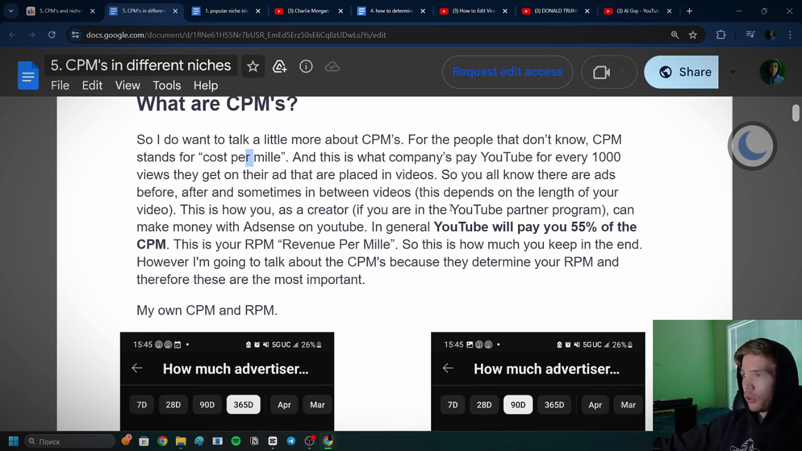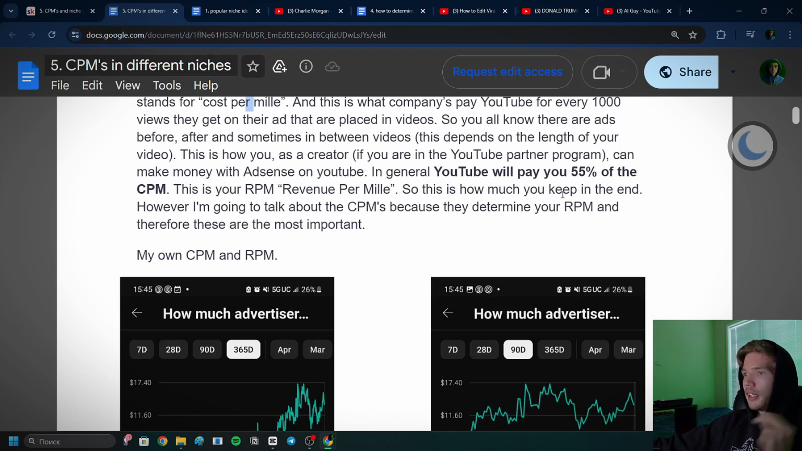In general, YouTube will pay 55% of the CPM. This is your RPM, revenue per mille. So this is how much you keep in the end. However, I'm going to talk about the CPMs because they determine your RPM, and therefore these are the most important. Also because CPM is the data that is more accessible on the internet, right? The way it works is you see someone's CPM, and to figure out how much they make, subtract the 45% from the number, which is YouTube's cut.